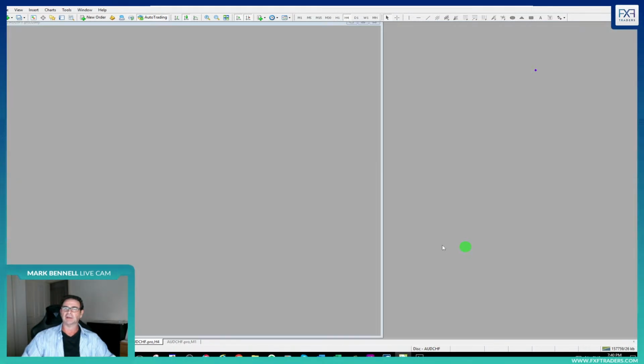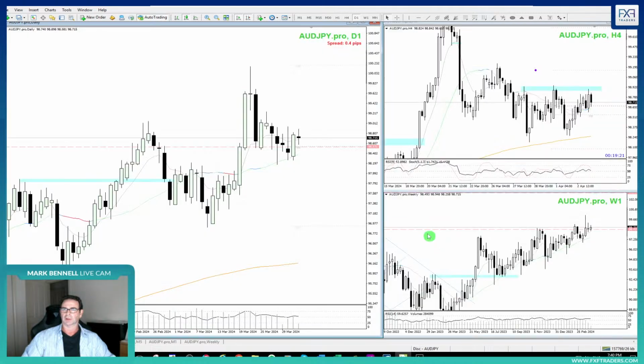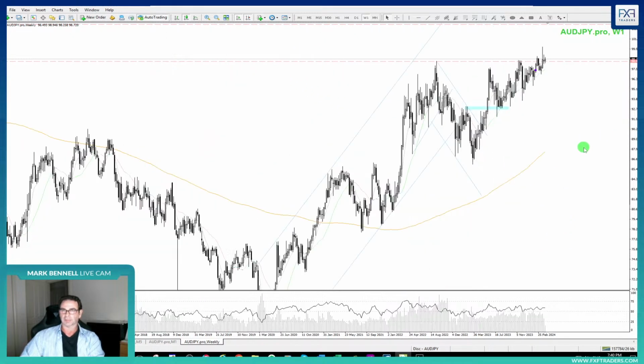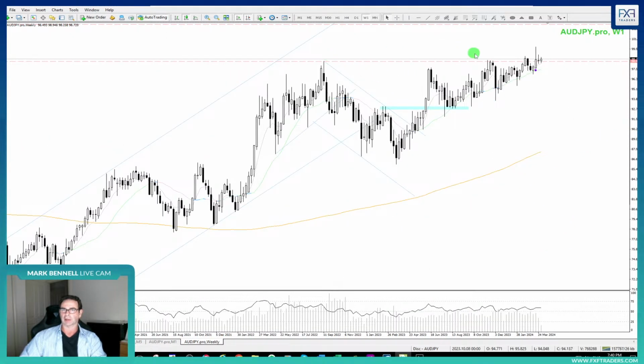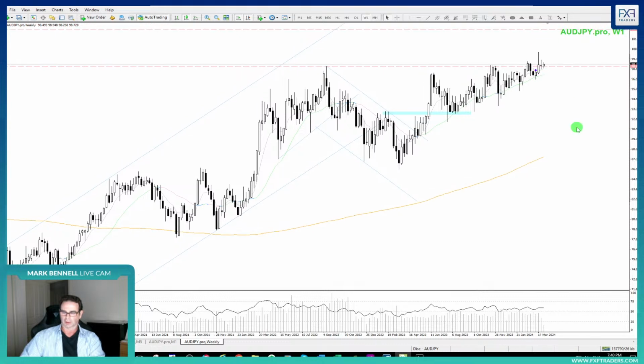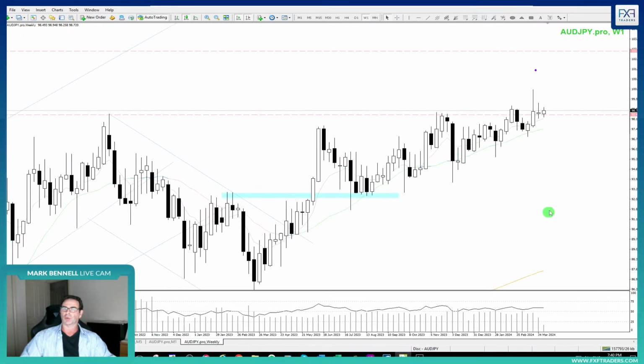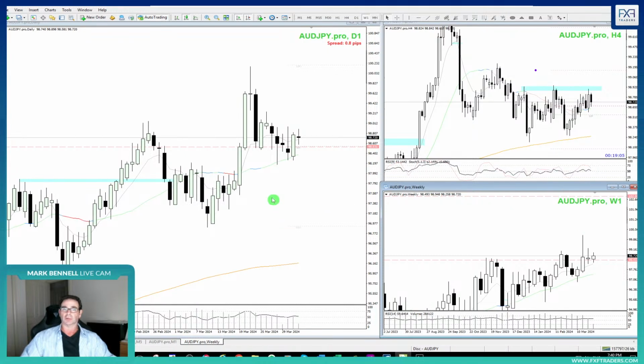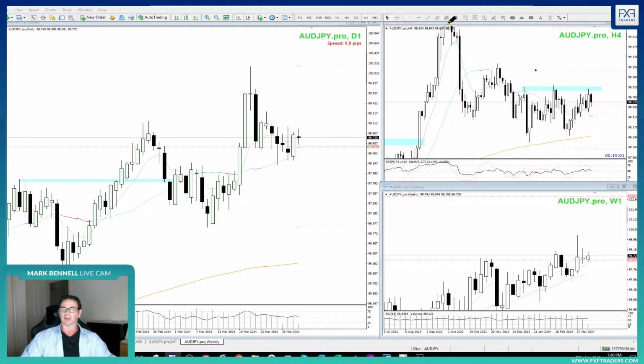Okay, Aussie Yen. So we've got the nice pullback on the daily. Weekly is okay. There's nothing really in its way. All right, so look, it's tested 1, 2, 3, 4. Remember we spoke about Gann's fourth touch test yesterday. Yesterday I think it was. So nice pullback on the day.